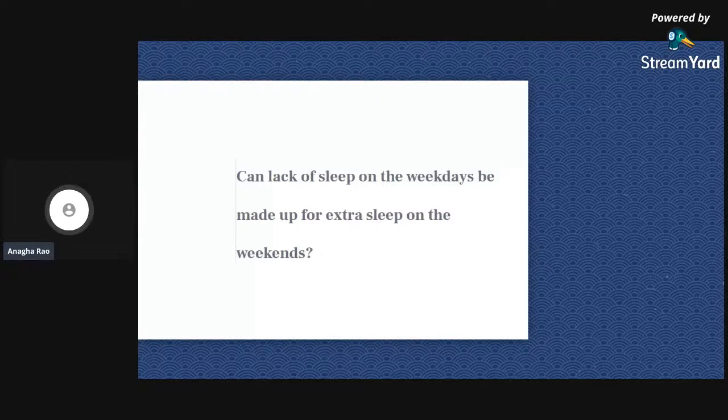Can lack of sleep on the weekdays be made up for with extra sleep on the weekends? This is a very common question, and I know a lot of people, especially when school starts, are going to be sleep deprived on the weekdays and assume that they can make up for it on the weekends. This is actually not the case at all. Sleeping more on the weekends doesn't help at all.